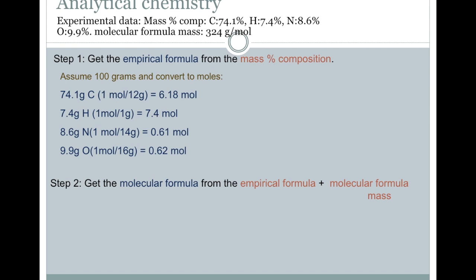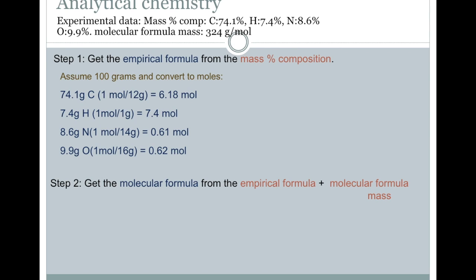So basically, we're going to, again, assume that we have 100 grams just because that's easy. So all we have to do is convert percent to grams. So that's 74.1 grams of carbon, 7.4 of hydrogen, 8.6 of nitrogen, and 9.9 of oxygen. And then we multiply by the inverse, essentially, of the molar mass. So it's 74.1 grams of carbon divided by 12 grams, so 1 mole divided by 12 grams. When we do it that way, grams cancels, and we end up with moles.